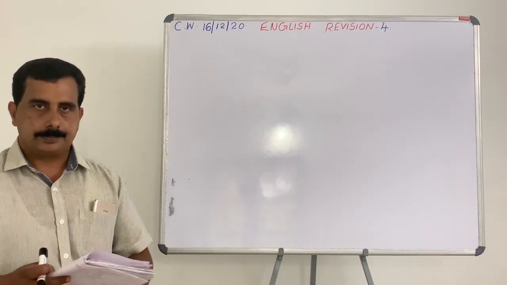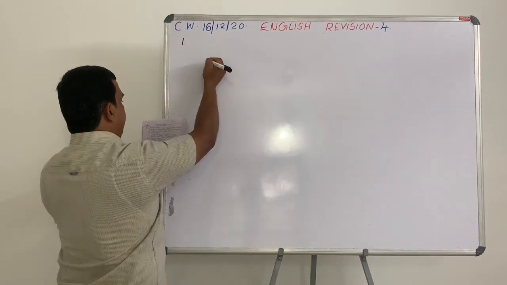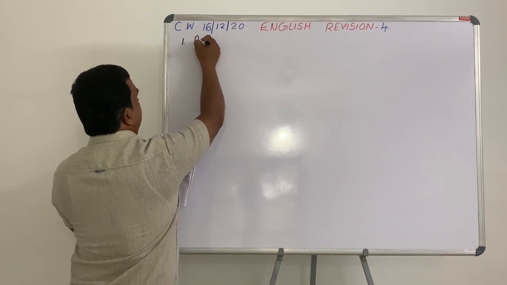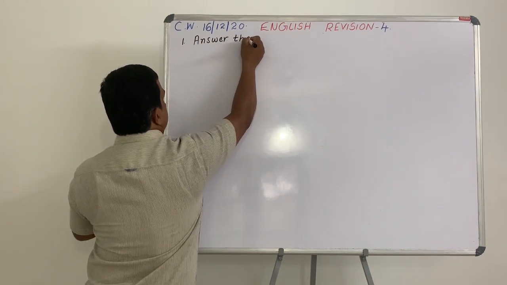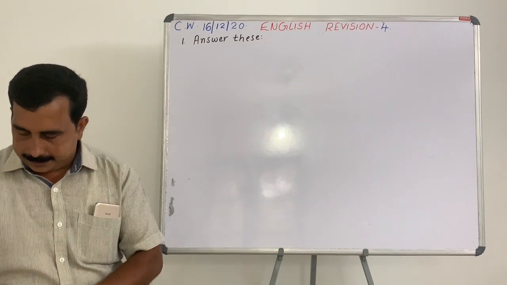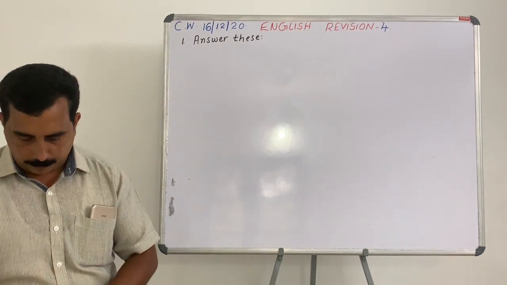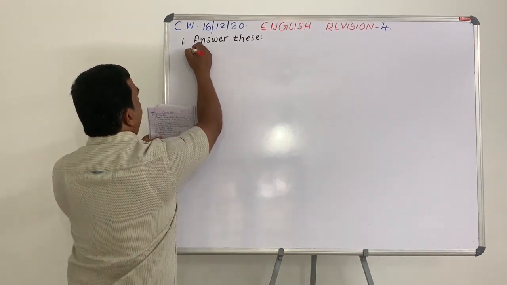Number one, open and complete fast. Question number one, okay, answer this. A-N-S-W-E-R, answer this. Okay, so certain words I will write first. Yeah, some words I want to write. So just look or copy it now.